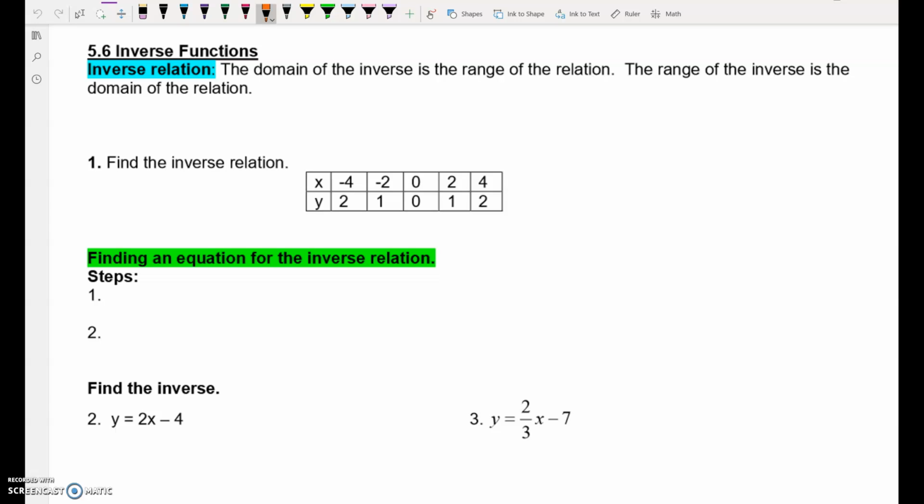A relation and its inverse will undo each other. And we accomplish this by switching the x and the y. So somewhere on your notes, I want you to write that an inverse means that we are going to switch x and y.